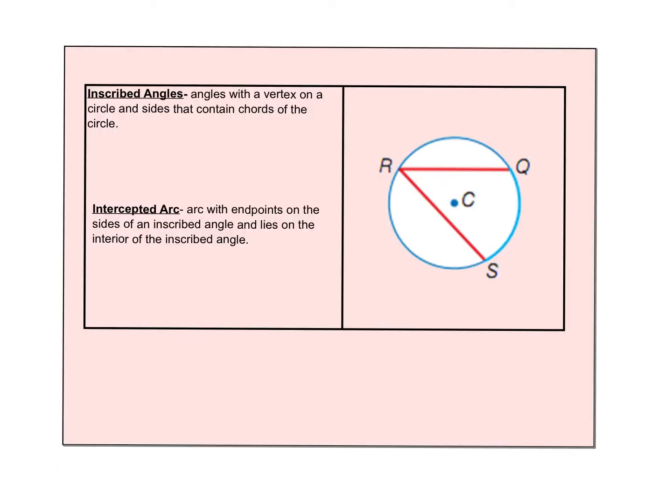So why is that important? In inscribed angles, the vertex is on the circle and the sides contain chords of the circle. Chords, as always, just have two endpoints on the circle. You have a vertex where the two chords meet, so this would be the angle. This part out here would be my intercepted arc, just the part that gets cut off by the angle.